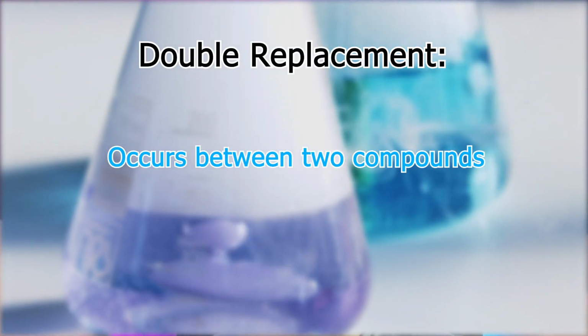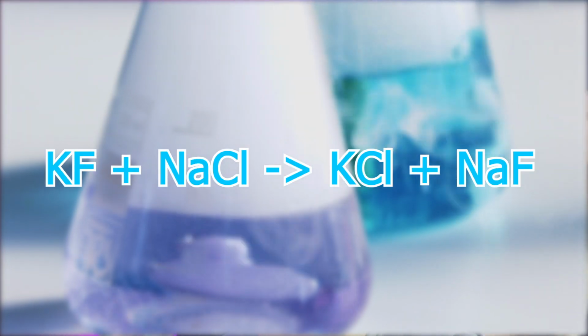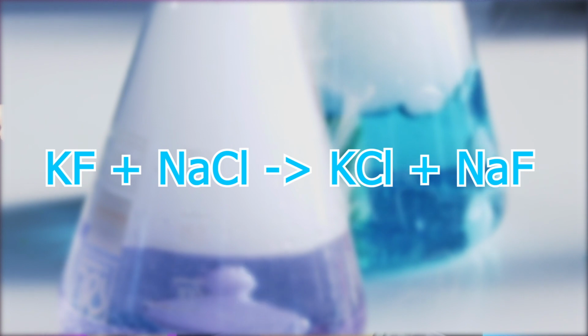4. Double replacement reactions. Now these reactions occur when 2 compounds switch metals or non-metals, doesn't really matter, to make 2 new compounds. For example, let's take a look at potassium fluoride reacting with sodium chloride to make potassium chloride and sodium fluoride. Notice how they just switch partners. That is basically a double replacement reaction. Now remember, for simplicity, I only use metals that form a 1+ charge and non-metals that form a 1- charge.